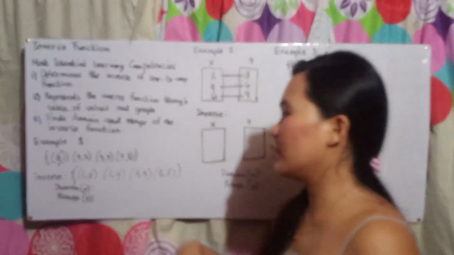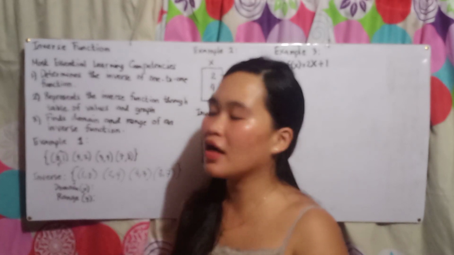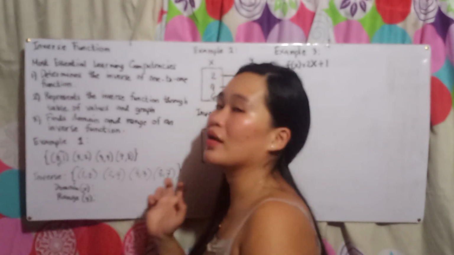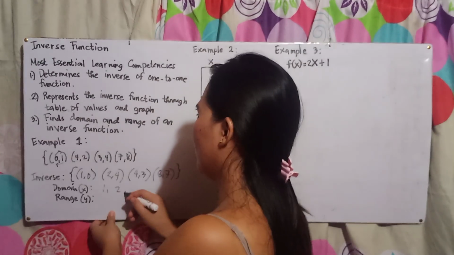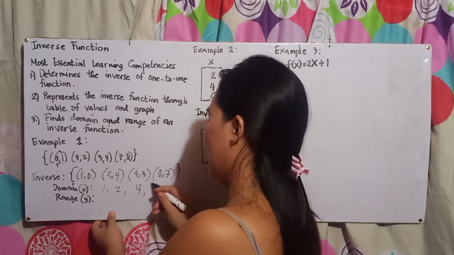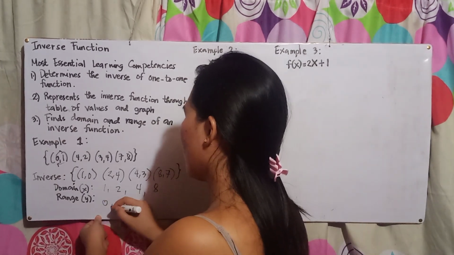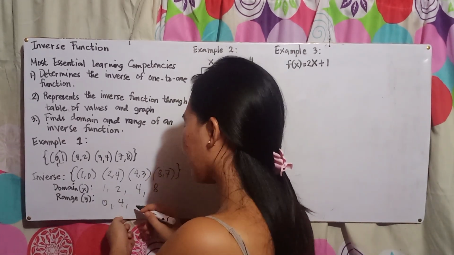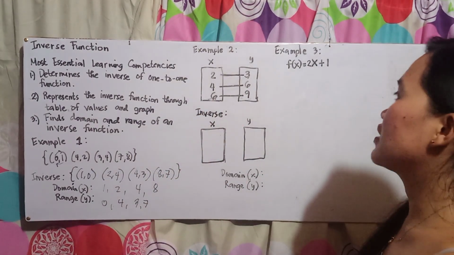Okay, next is to identify the domain and range. So, when we say domain, yung value ng variable x sa atong inverse. So, 1, 2, 4, and 8. So, range atong inverse is 0, 4, 3, and 7. Okay, next, example number 2.